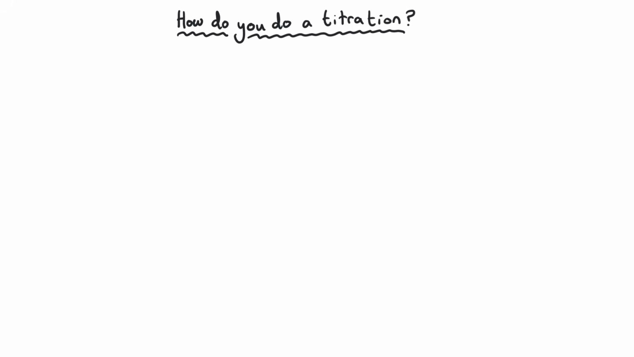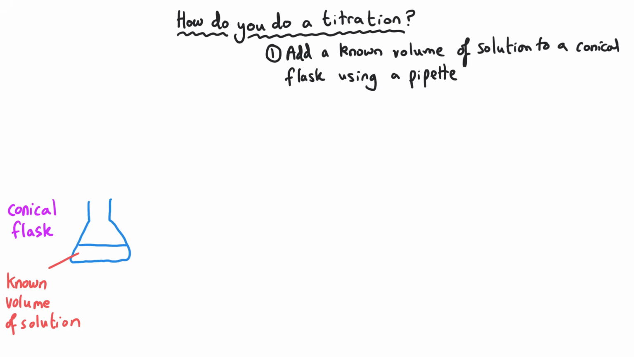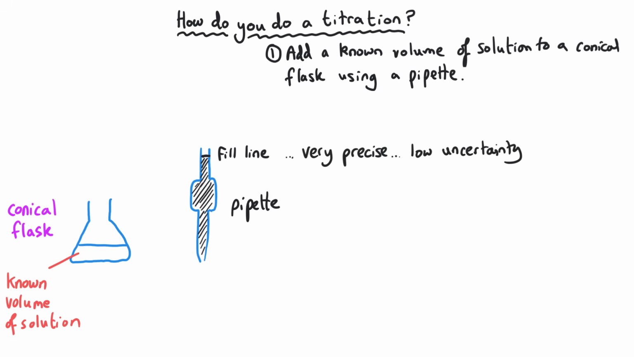The titration reaction itself takes place in a conical flask, which takes its name literally from the fact that it is a cone-shaped flask. What you do is you add a known volume of a solution to the conical flask using a pipette. These aren't like the normal dropping pipettes. They only have one line on them, and when you have a solution in the pipette up to that line, you know you have a very specific volume, typically 25 cm cubed or 10 cm cubed for titrations.